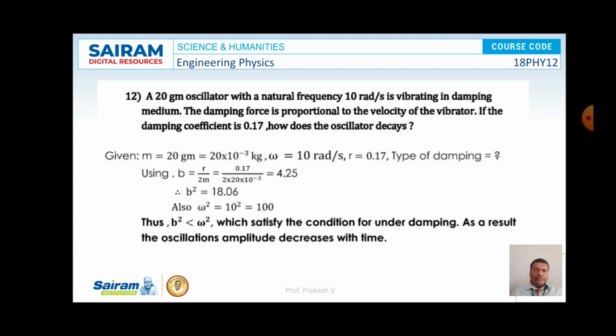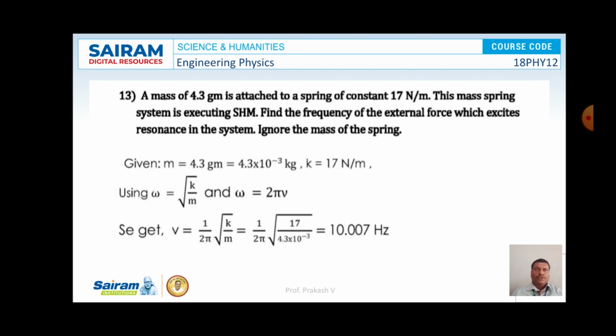Thus here the value of b square is less than omega square, which satisfies the condition for underdamping. As a result, the oscillation's amplitude decreases with time. So this is the observation made here.